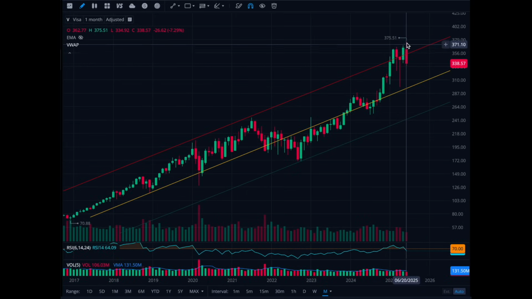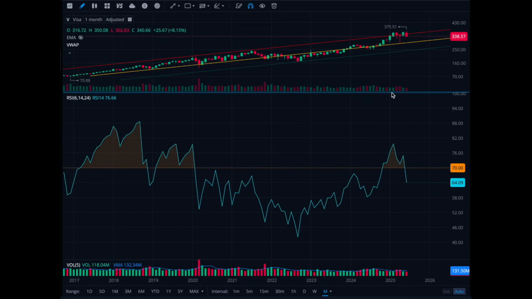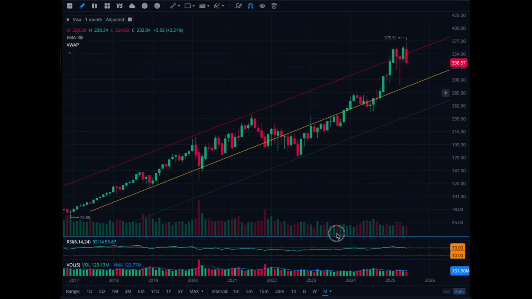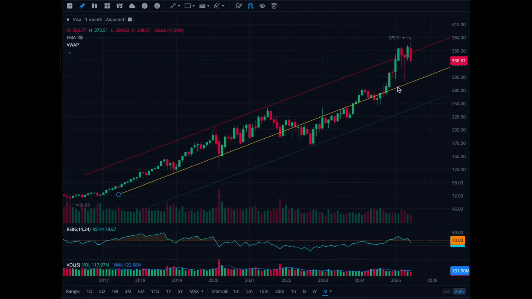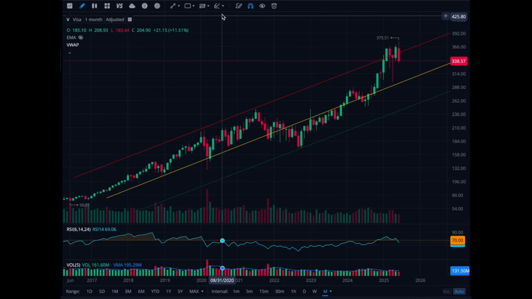These red areas, look at the RSI. I'm going to bring up the RSI for you so you can see. RSI at the top of this red channel is trading around 64, indicating it is overbought. So what am I going to do? I'm going to not purchase at the red. I'm going to start purchasing more when Visa pulls back to the yellow line. That would be my first entry going into this.